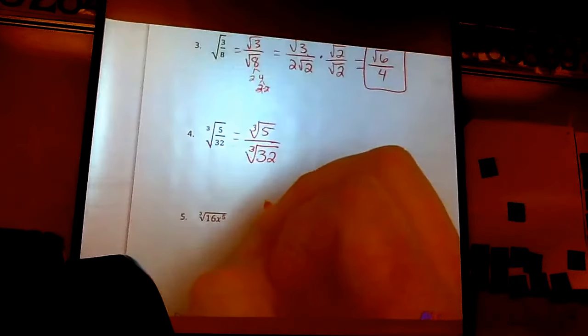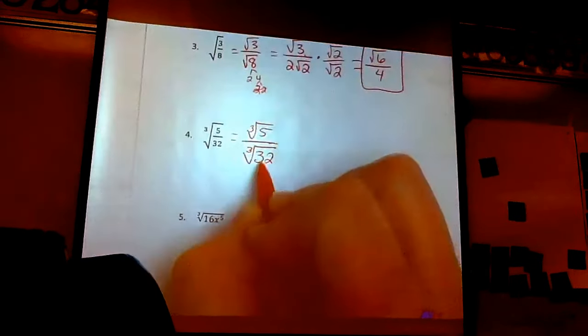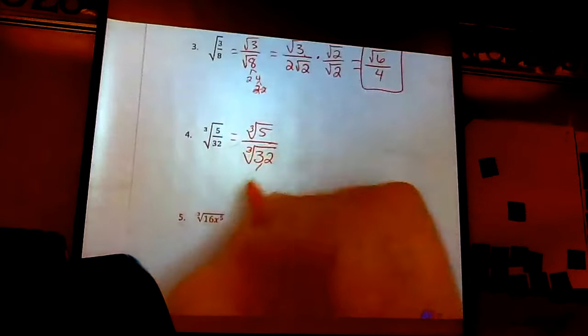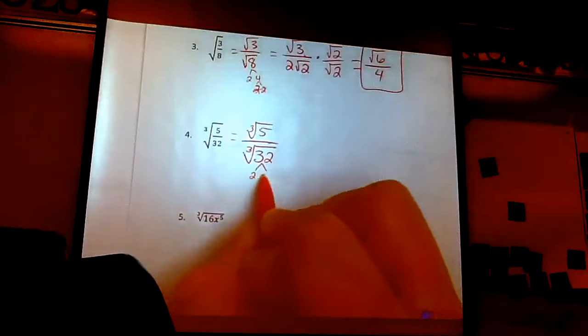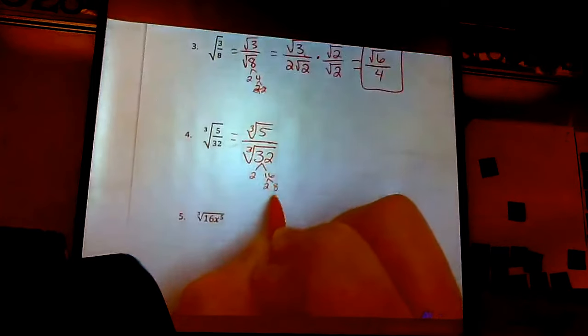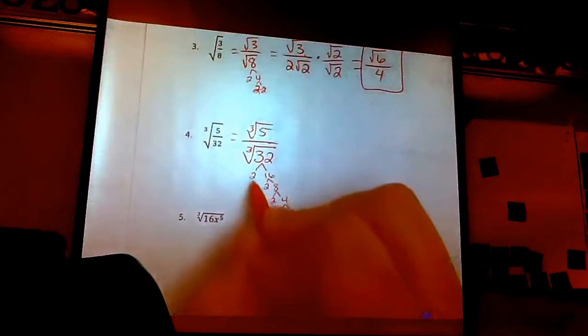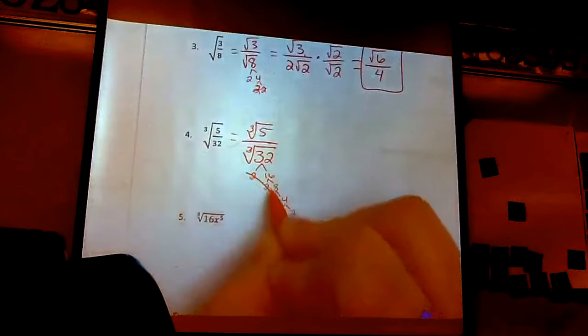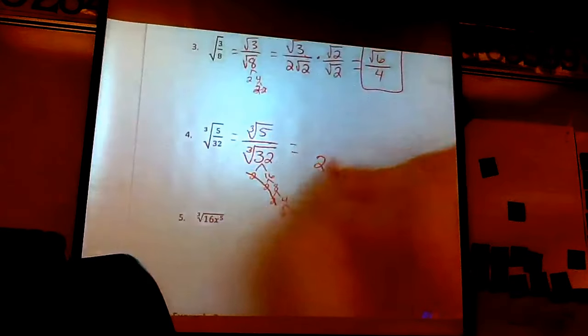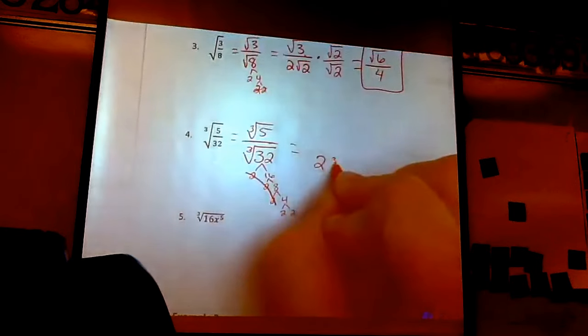Third root of 5, can't do it. Third root of 32, I'm guessing there might be something there. Let's break it up. 2 and 16, 2 times 8, 2 times 4, 2 times 2. Yep, 2 groups. There's a group of 3 2s, so I bring out a 2, and those 4 leave that 4 inside.